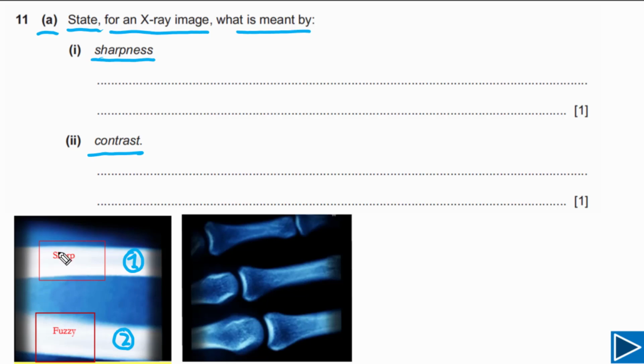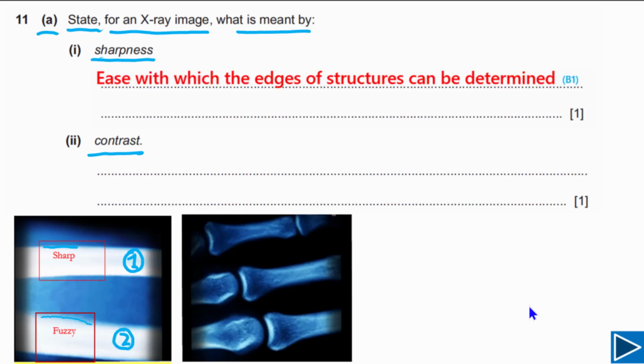If you look at the first image, we can see where is the end of the bone, means the edges of the bones, they are well defined. So this is called sharp image. But if you look at the second image, edges of this bone, they are not well defined. You don't see where is the end of this bone. So this is not well defined. So simply sharpness means how well the edges of a structure are defined. So that is sharpness. Now how can we write down our answer? This is how you can write down your answer.